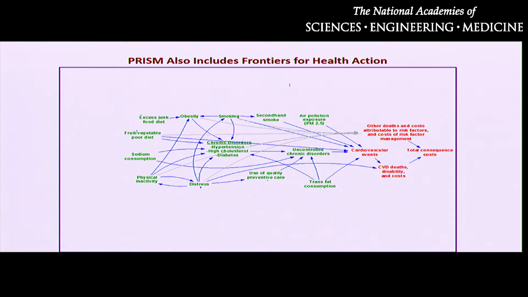And these are things, in this case, when you're looking at cardiovascular disease, like air pollution, secondhand smoke, smoking, obesity, junk food in the diet, fruit and vegetable intake, sodium consumption, physical inactivity, and so on. And those things go into affecting the chronic disorders like hypertension, high cholesterol, diabetes, and then they can lead to an uncontrolled condition, which can then lead into a cardiovascular event.